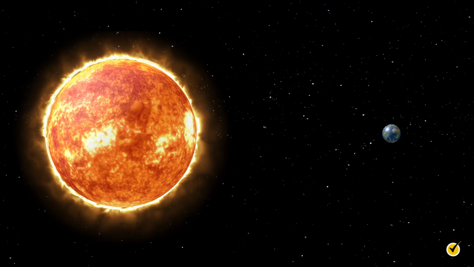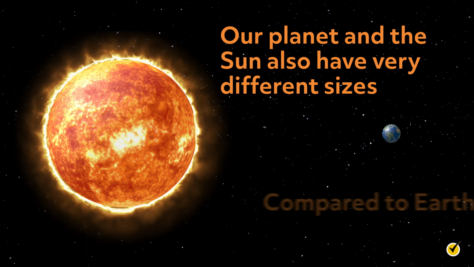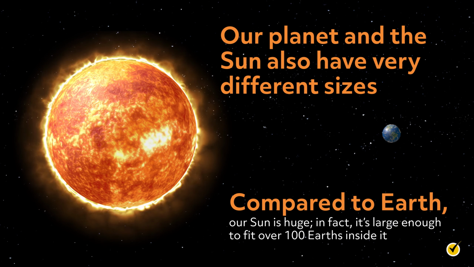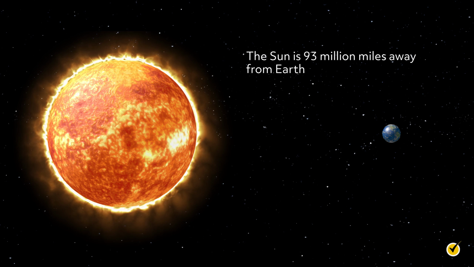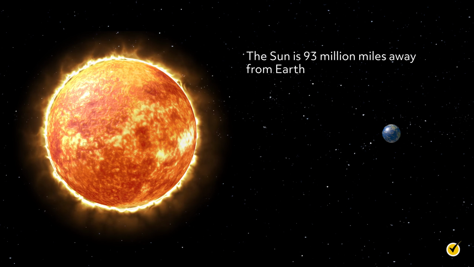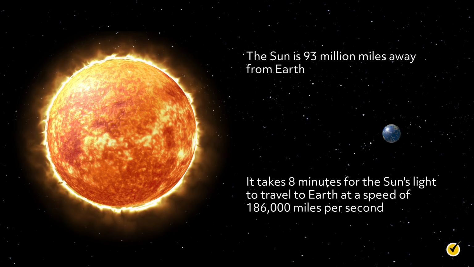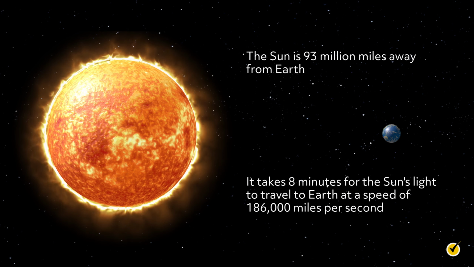In addition to having different rotations, our planet and the Sun also have very different sizes. Compared to Earth, our Sun is huge. In fact, it's large enough to fit over 100 Earths inside it. It's also pretty far away, located approximately 93 million miles away from Earth. As far away as that is, it only takes 8 minutes for the Sun's light to travel to Earth at a speed of 186,000 miles per second.